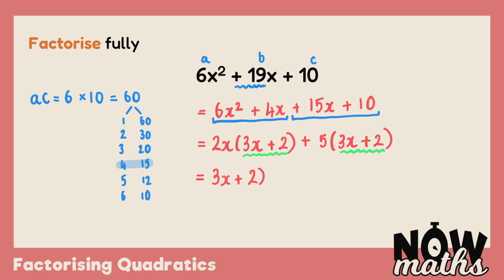Now looking at the first term, if we divide the first term by 3x plus 2, we get 2x. So opening up a new bracket, we're going to have 2x first. Then looking at the second term, if we divide the second term by 3x plus 2, we get 5. So we have plus 5. And given that there are no more terms left, we can close our bracket, and this is now our fully factorised quadratic.